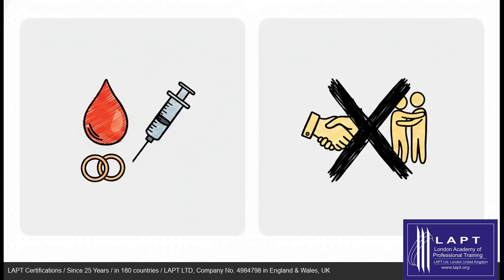But just as important is how it does not spread. Let's be clear, there is zero risk from casual contact. You cannot get it from touching, from hugging, or just from being in the same room as someone.